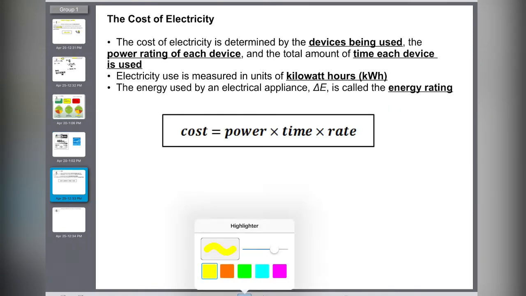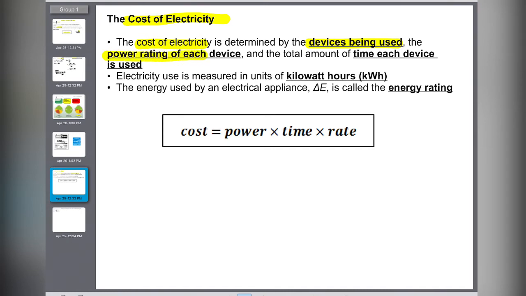Okay, so the last thing we're going to be working out is called cost of electricity. How much money are you going to be paying? Basically, the cost of electricity depends on a certain thing. The first one is the device. Is it a laptop? Is it a computer? Is it your phone? The second one is whatever this device is will give you a certain power rating and how much time you're using the device.